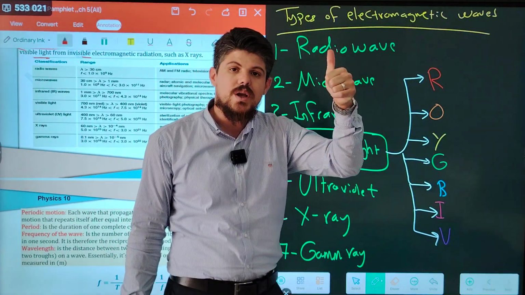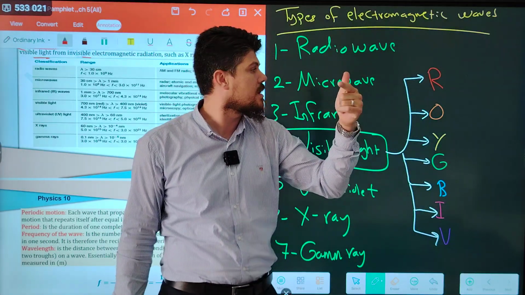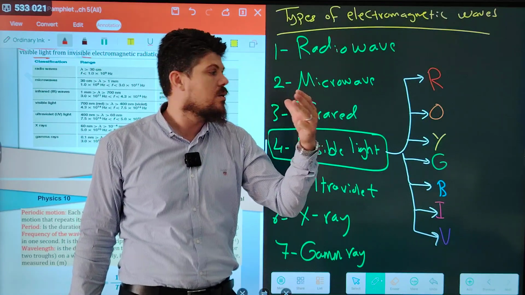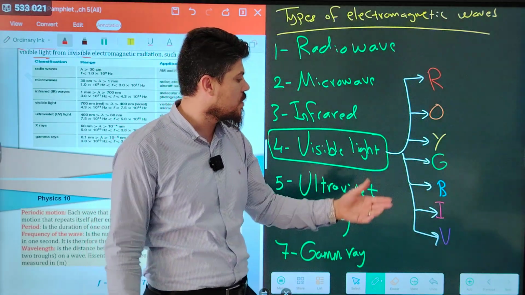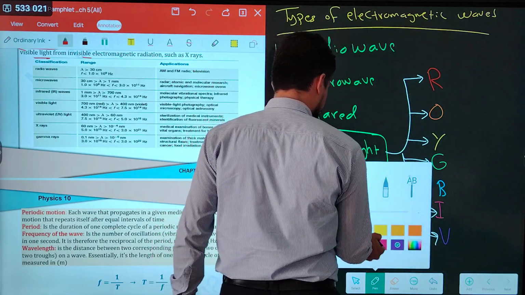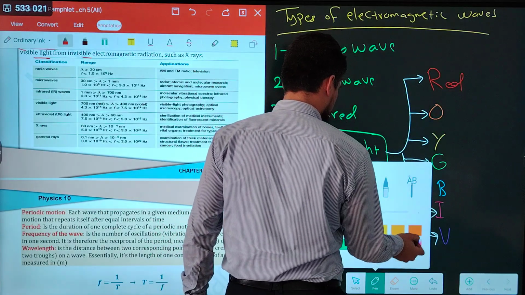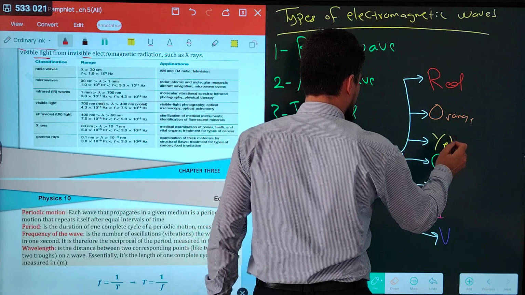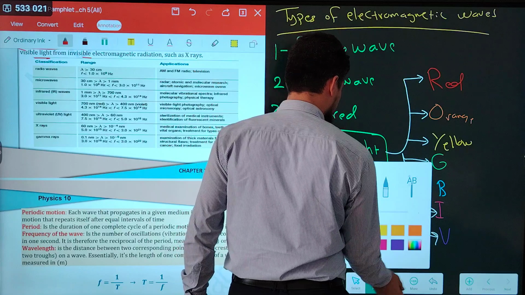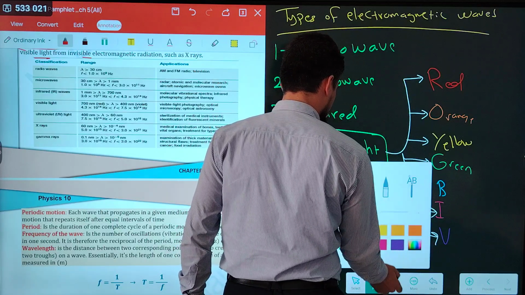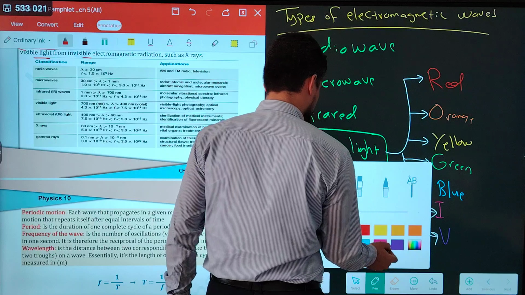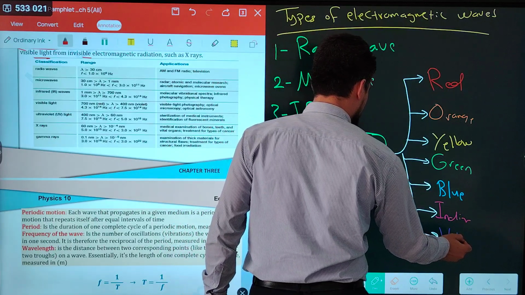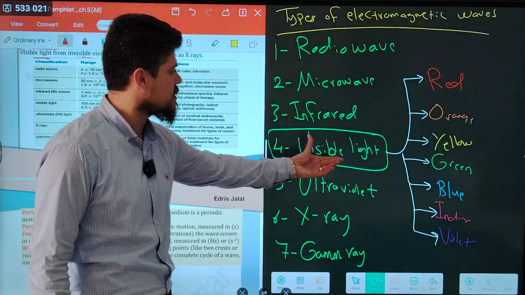What is the first color? Red, which has the longest wavelength. After red, orange. After orange, yellow. What color comes after yellow? Green. After green, blue. Indigo, violet. Red color, orange, yellow, green, blue, indigo, between violet and blue, and the last one is violet. Okay, so we have 7 colors of the visible light.